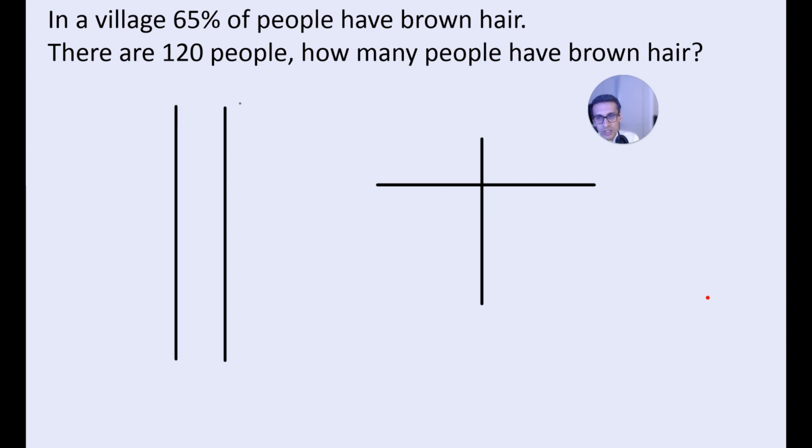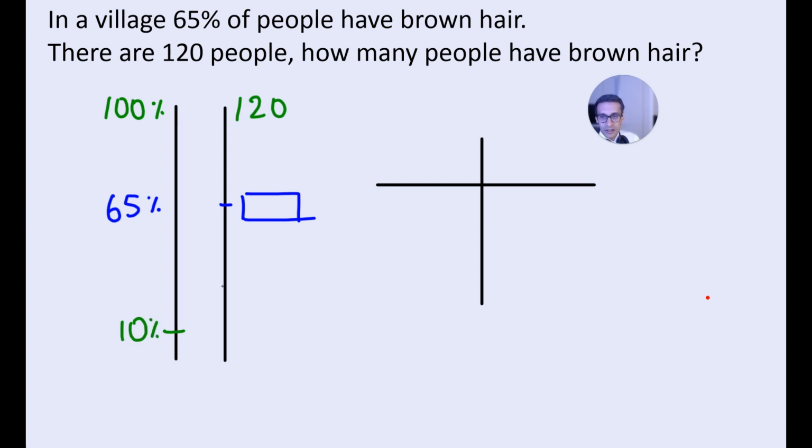So 120 people represents all the people in the village. So that's 100%. 100% is 120. 65% of them, and that's where we want to get to, so 65% of them have brown hair, and we want to work this out. Now, to go from 100 to 65 in one step, it's not as straightforward. So instead, what we're going to do is we're going to go to 10%. That's the usual friendly amount here.